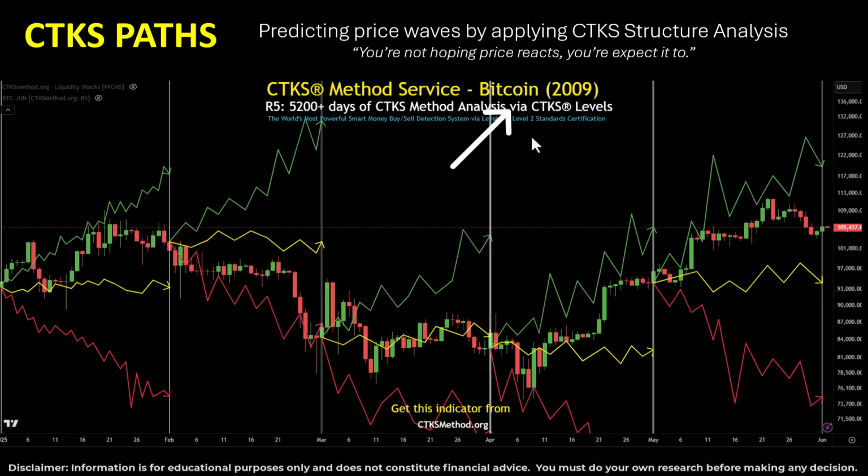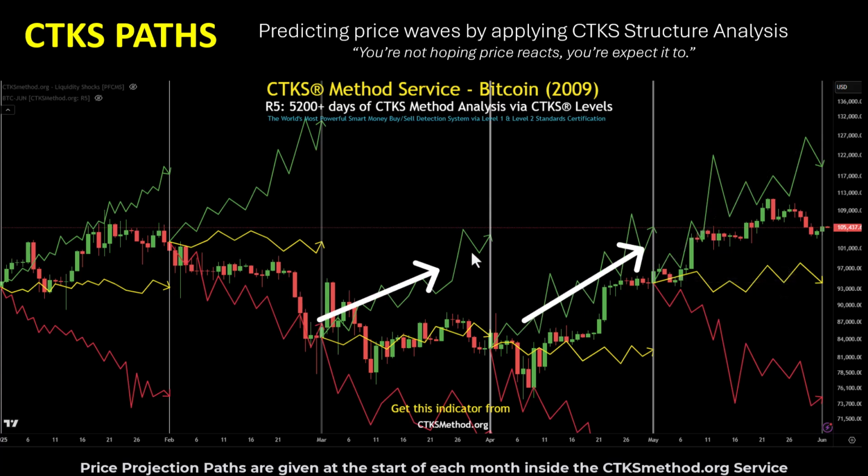When we look at Bitcoin, we must understand what the structural levels are on a month-by-month basis. We do a thing called CTKS Paths, and I'm going to explain exactly what they are. But this is the foundation of three-dimensional risk management. You will see you've got an up path for the variety of different months here. You've got a neutral path and also a down path.